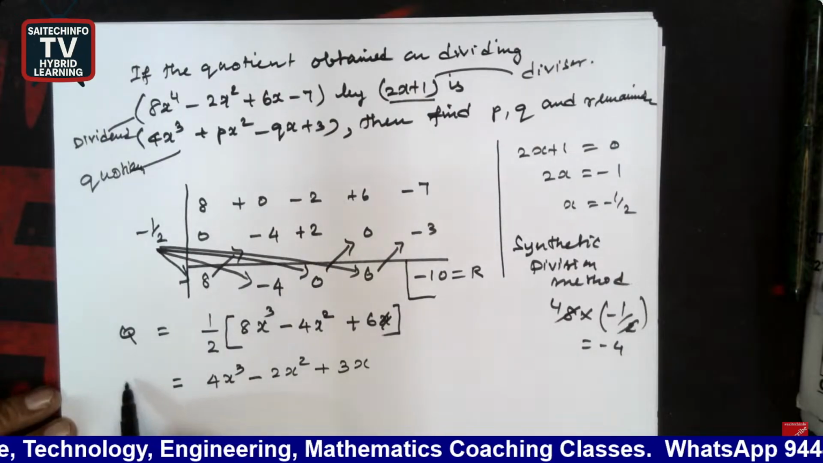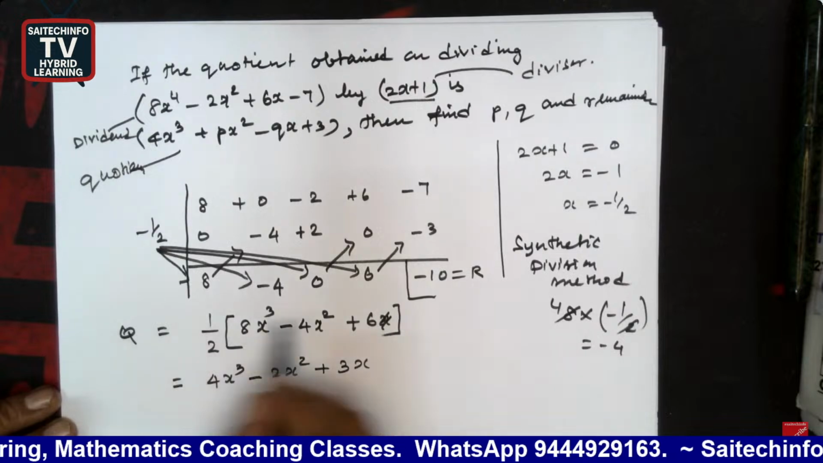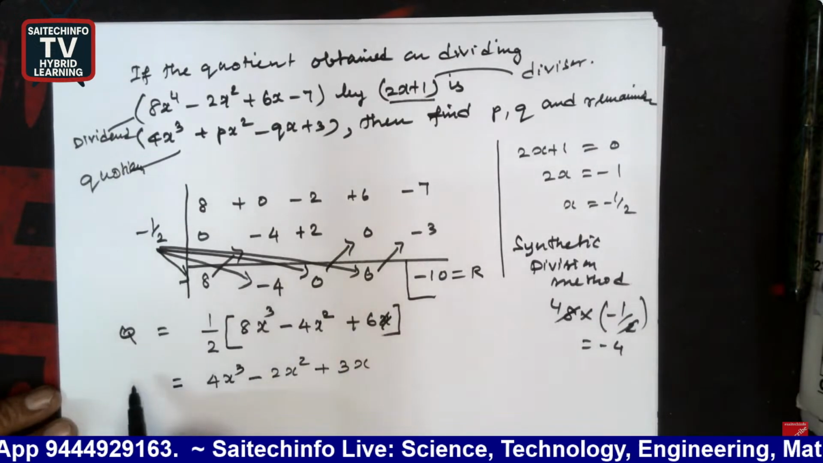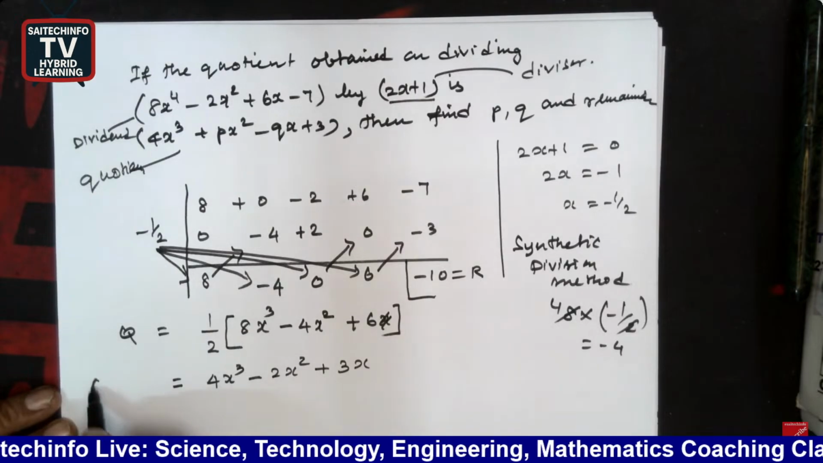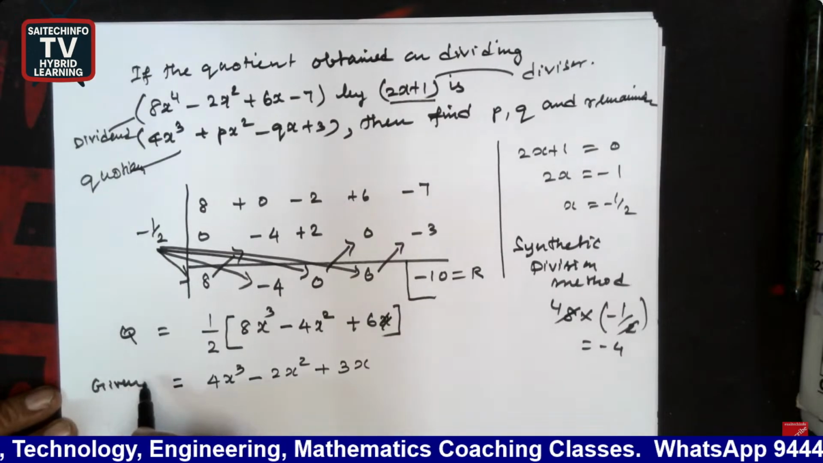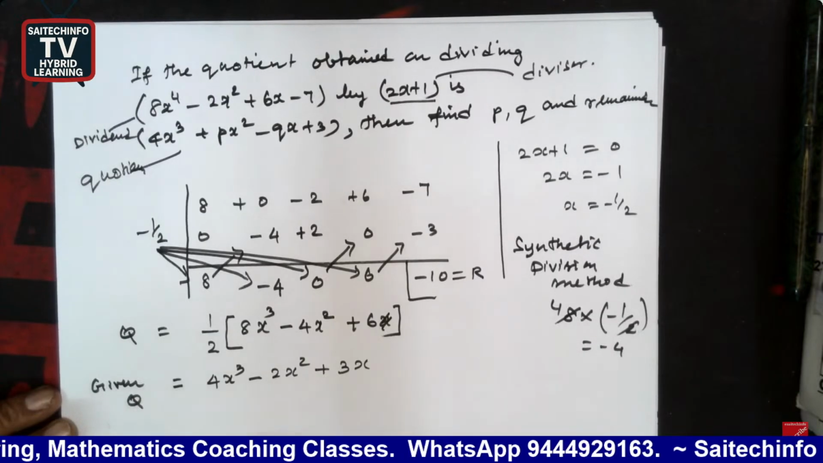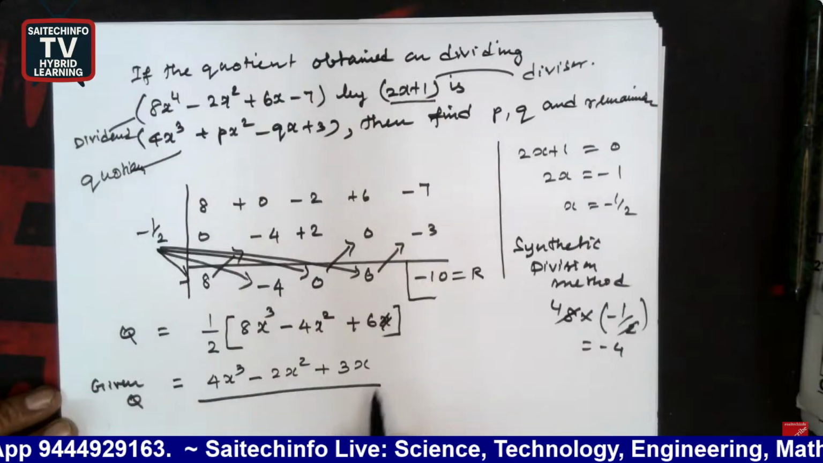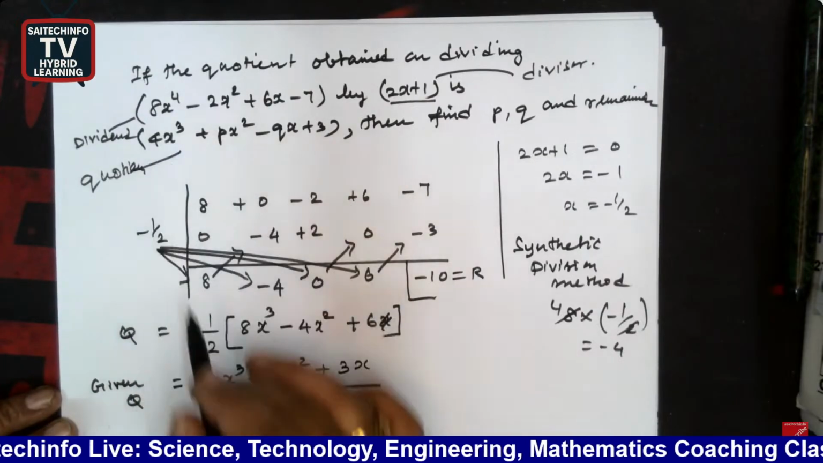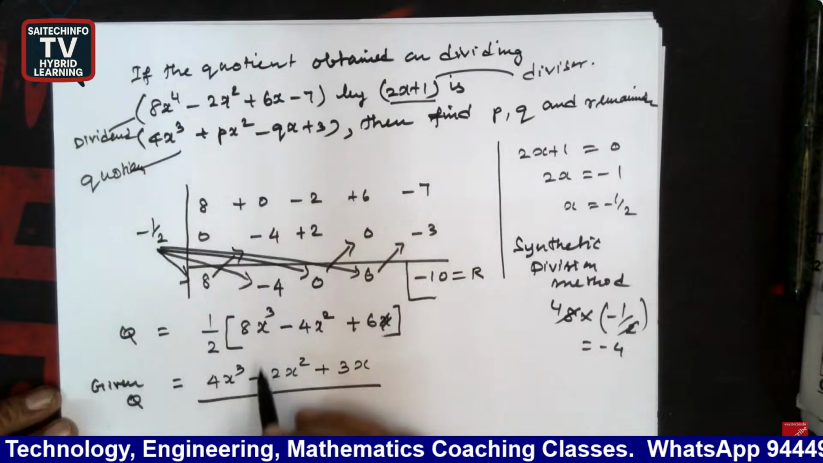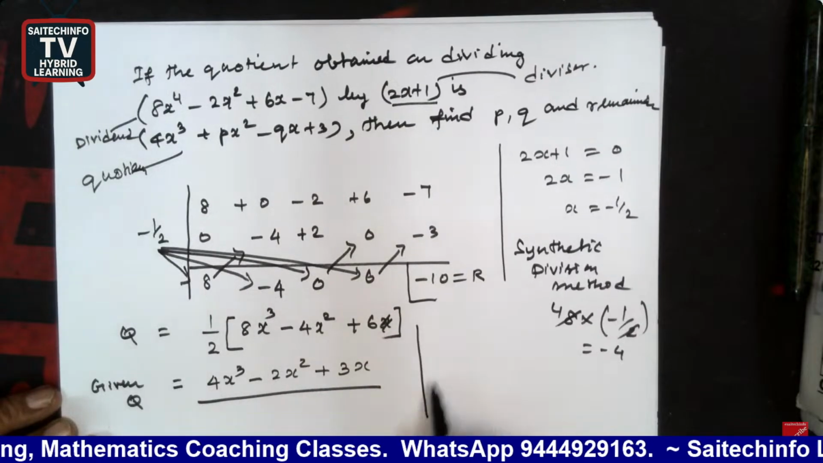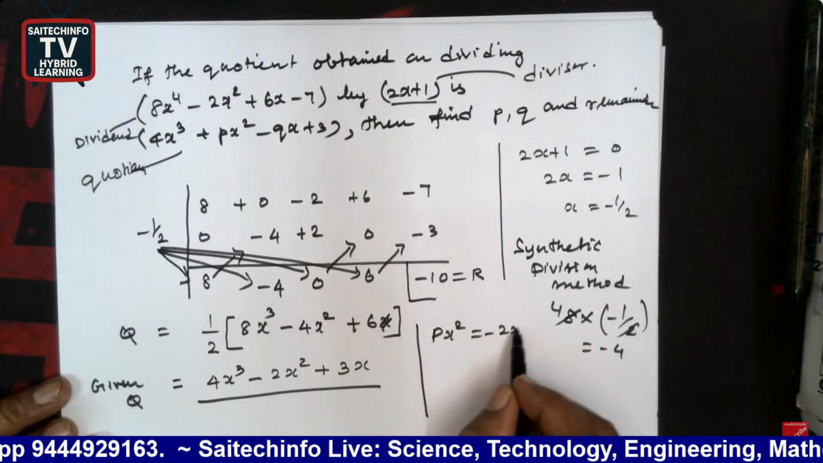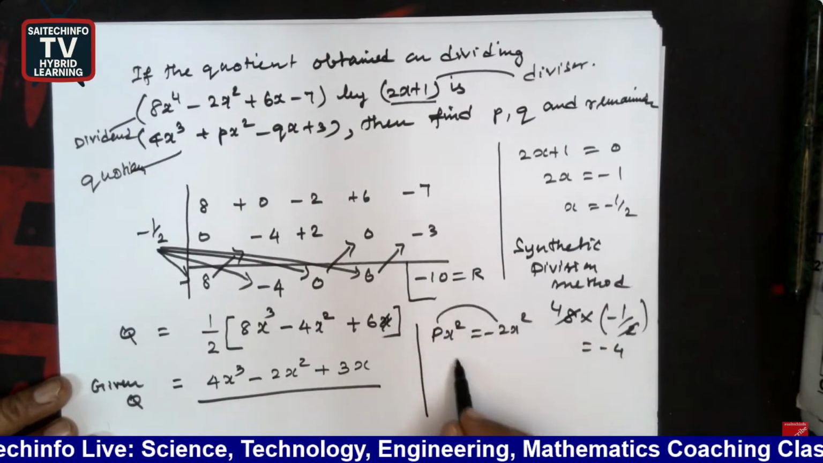So the given coefficient, this is the coefficient obtained, but you are divided by 1 by 2 or multiplied by 1 by 2. Okay, so you can compare the given coefficient. Okay, this is the one obtained. So 4x cube, 4x cube, px squared minus 2x squared. So when you compare, px squared is equal to minus 2x squared means p is equal to minus 2. Clear?